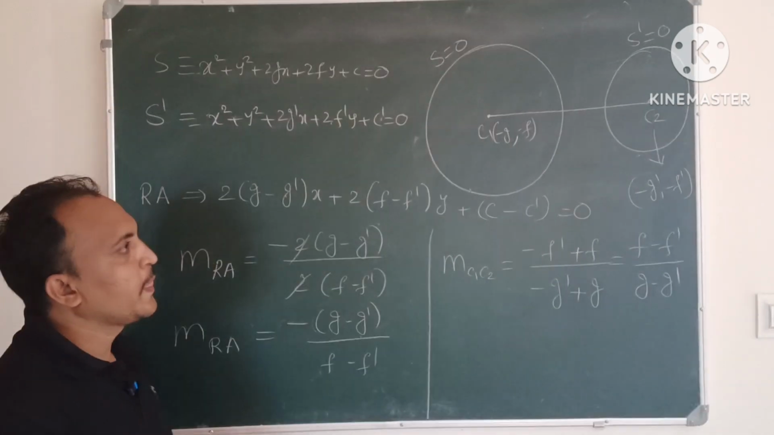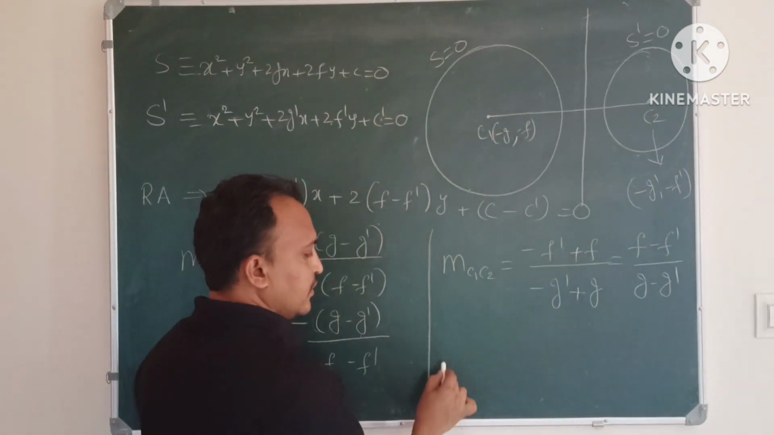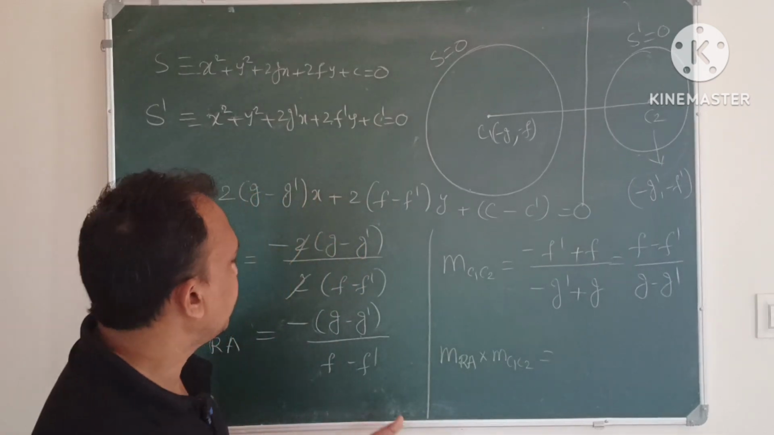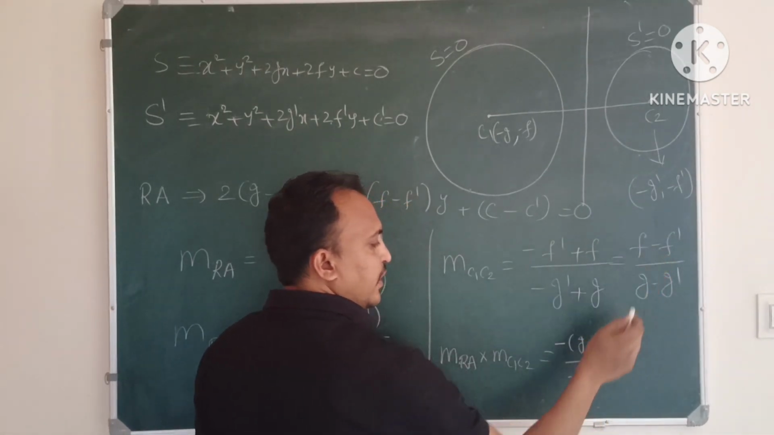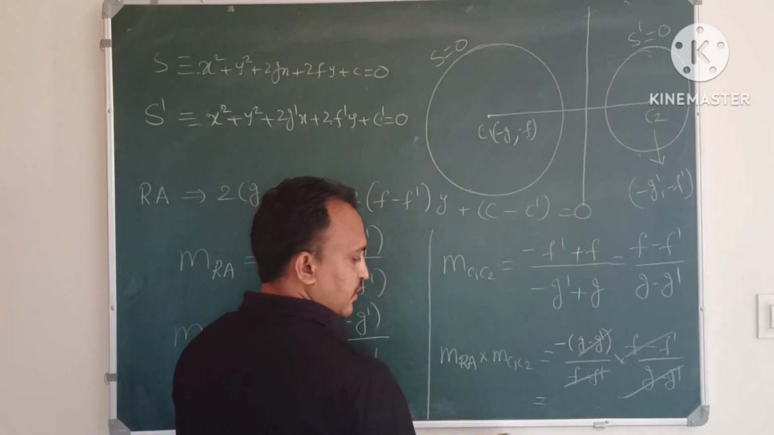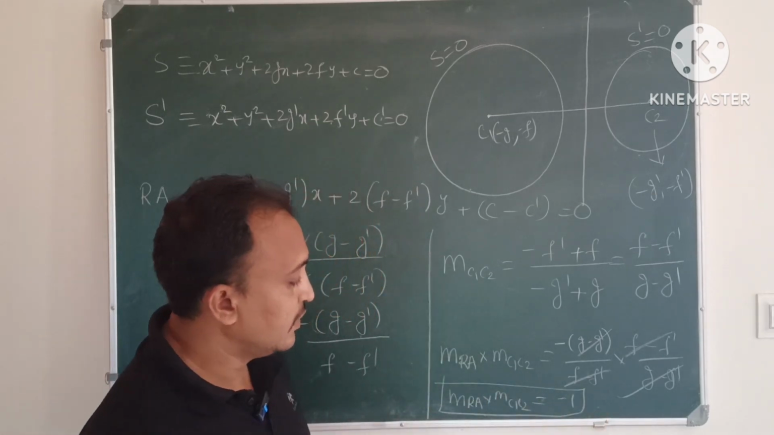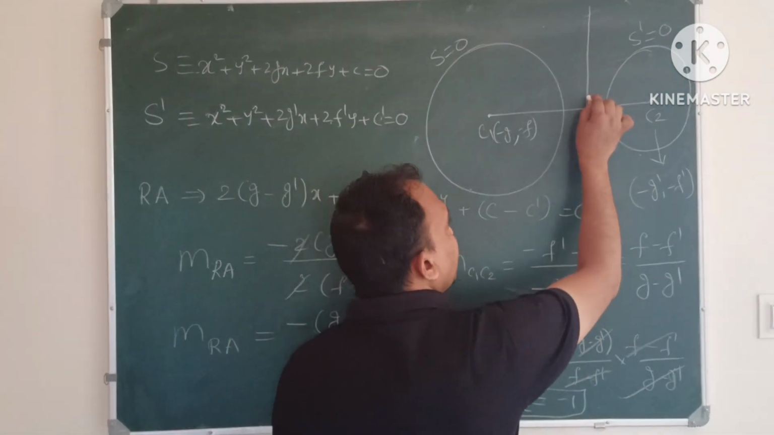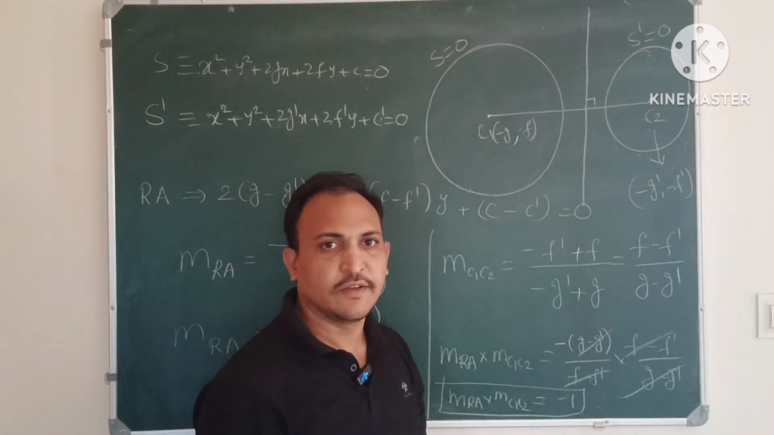Then if you multiply these two, we have the slope of the radical axis and the slope of C1 C2. If you multiply the slope of the radical axis into the slope of C1 C2, clearly you can observe this is minus of g minus g dash by f minus f dash into f minus f dash by g minus g dash. So these two get cancelled, these two get cancelled. The product of the slopes we got is minus 1. So if the product of the slopes of two lines is equal to minus 1, those two lines are perpendicular to each other. So property number 1 is: a radical axis is always perpendicular to C1 C2, the line joining C1 and C2, right? This is the first property.